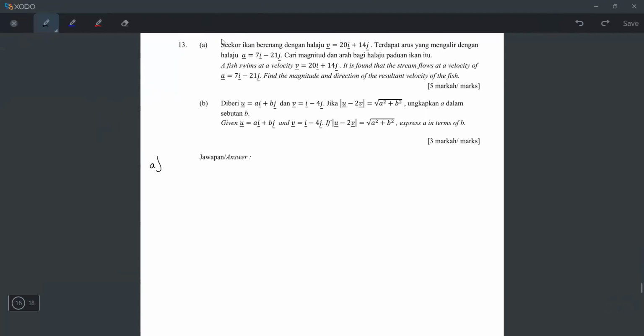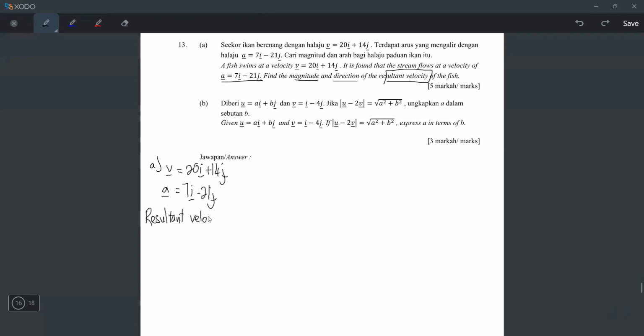Okay, so let's go. This is obviously vector. A fish swims at this velocity. Okay, let's write down. So this v stands for velocity, which is 20i plus 14j. So they use ij. It is found that the stream flows at a velocity. So this is also velocity, but this is the velocity of the river, the stream. The one above is the velocity of the fish. This one is the velocity of the water. Okay, find the magnitude and the direction of the resultant velocity of the fish. You cannot find magnitude and direction first. You need to know the resultant velocity of the fish first. So what is the resultant velocity?